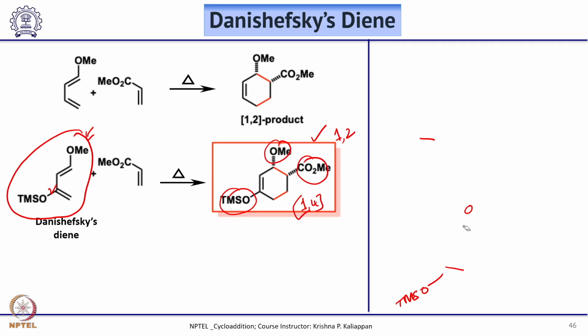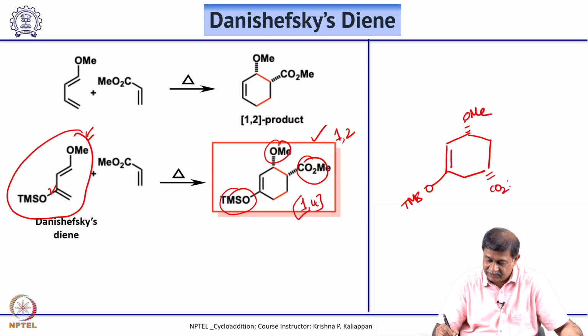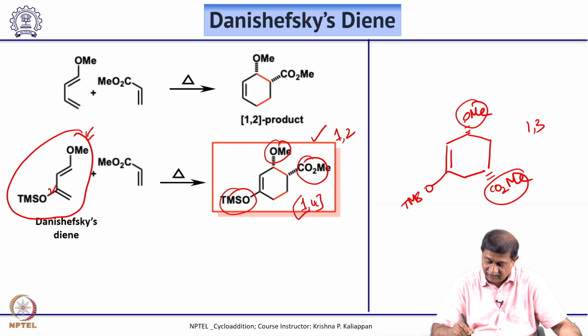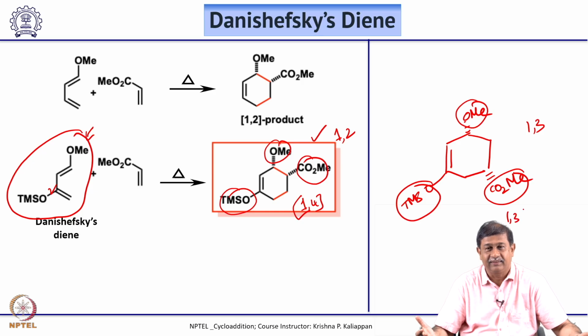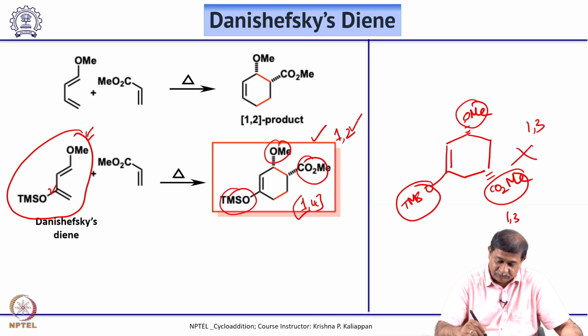What is the other product one can expect, and why can it not form? The other product you can expect is this. Now, if you look at this, with respect to OMe, the ester is 1,3 related. Likewise, with OTMS also the relationship is 1,3. As we have already discussed, 1,3 is not really a good option. So, either it should be 1,2 or 1,4. That is why this product will not form.